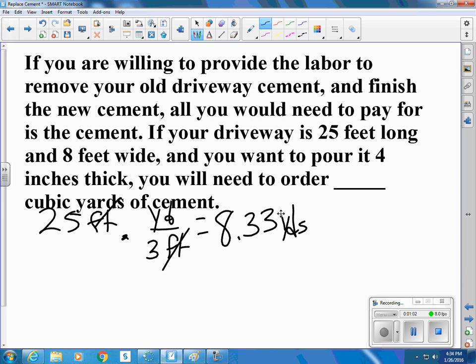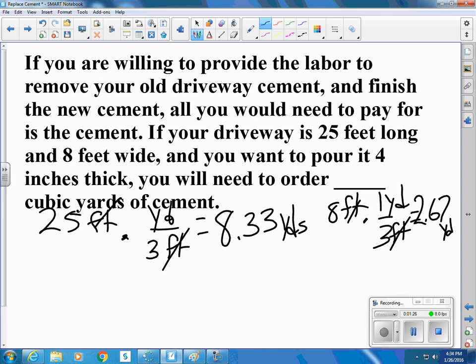And 8 feet, 1 yard is 3 feet. So 8 feet turns out to be 2.67 yards.